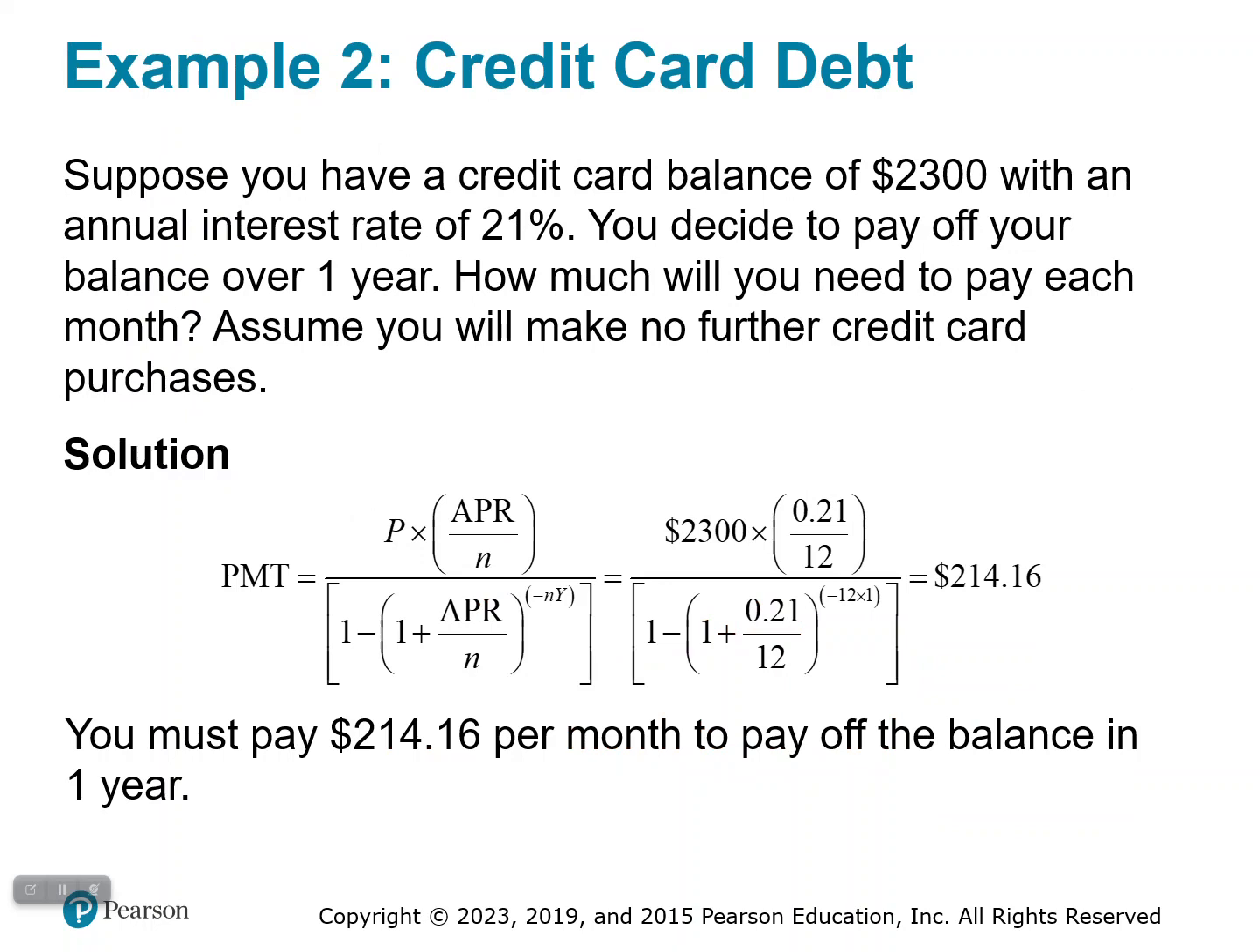So let's look at an example. Suppose you have a credit card balance of $2,300 with an annual interest rate of 21%. You decide to pay off your balance over 1 year. How much will you need to pay each month? Assume you will make no further credit card purchases. This is key.